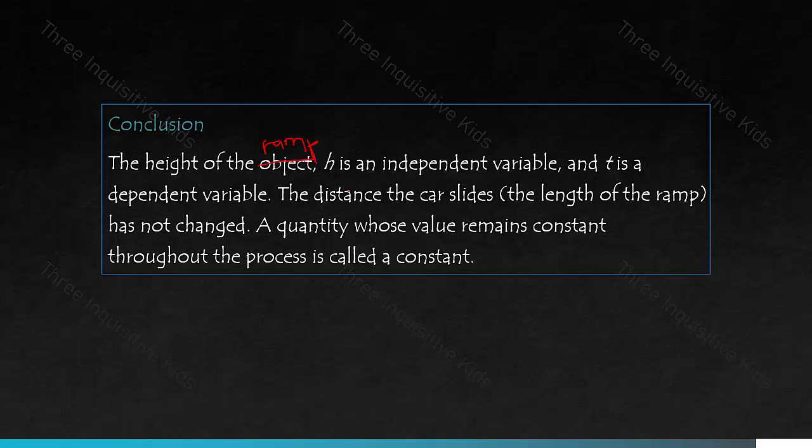As you can see, the height of the ramp is the one that's constantly changing. So the height of the ramp is the value that's being directly changed. But the time only changes because the independent variable changes.